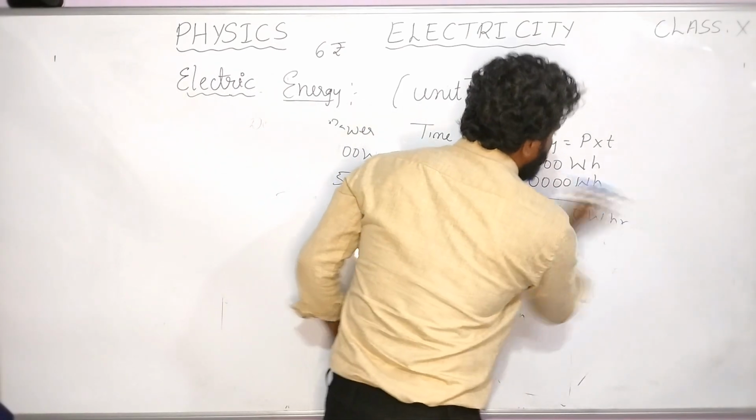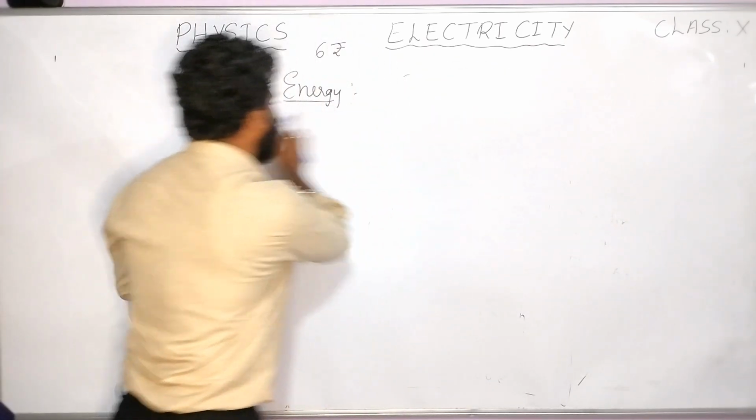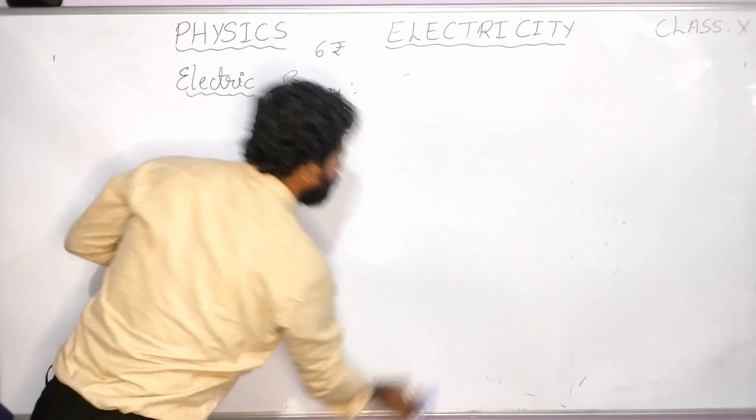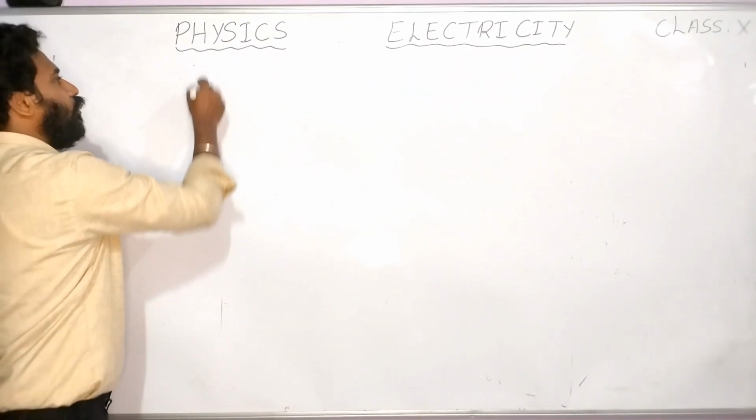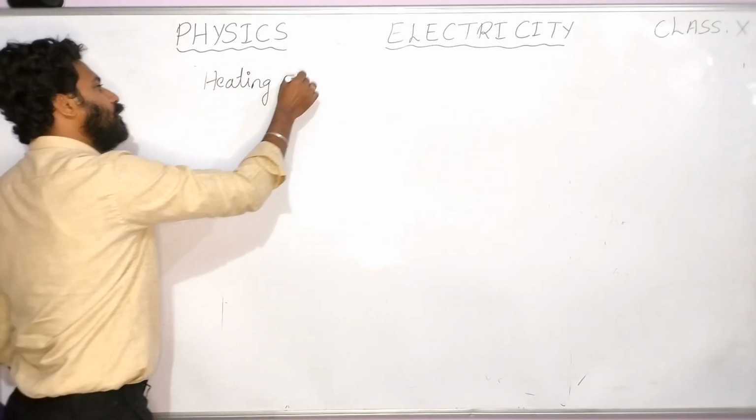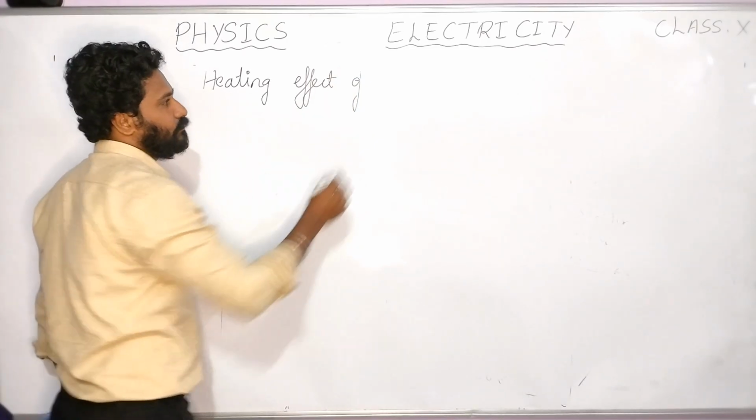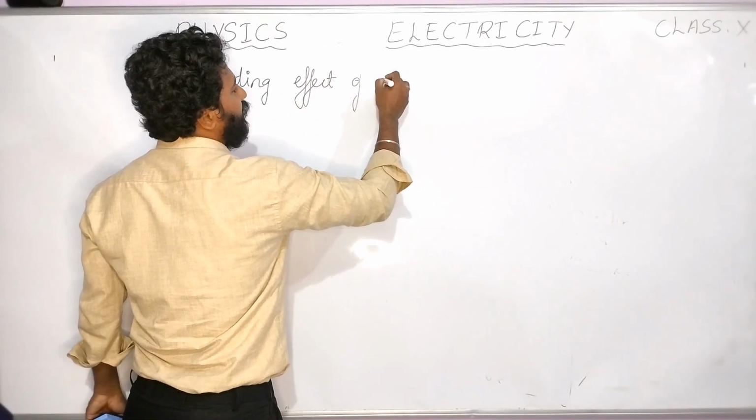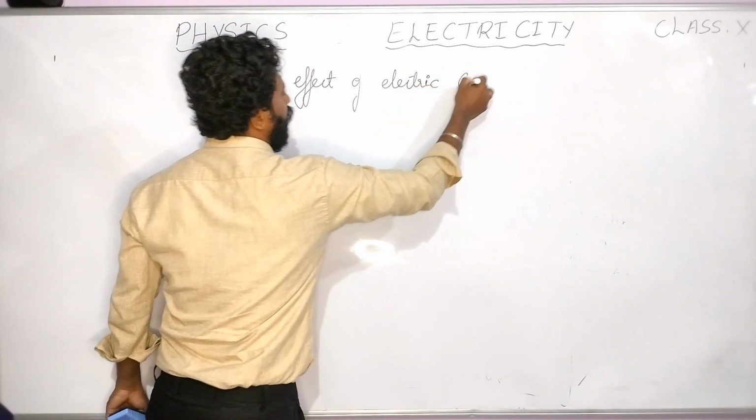Now, whenever the current flows in a circuit, you know what happens? Whenever the current flows in a device, will it use all of its energy to do useful work? No, right? So some of its energy is wasted. Heating effect of electric current.